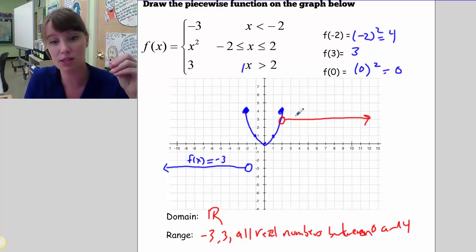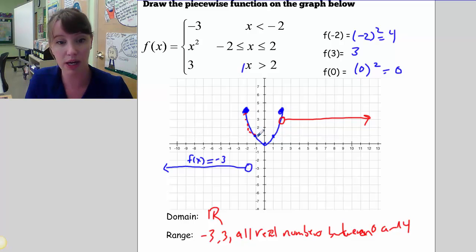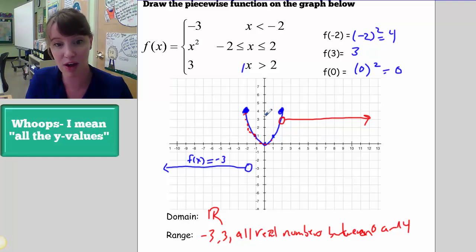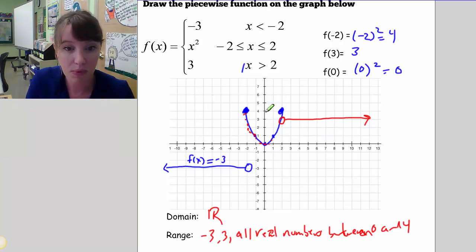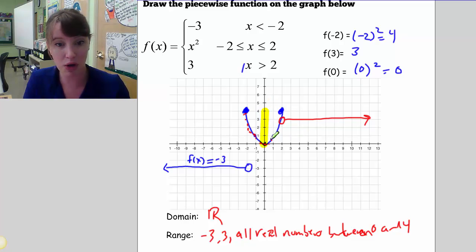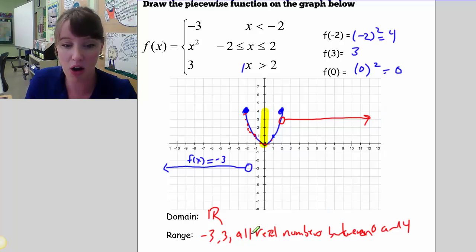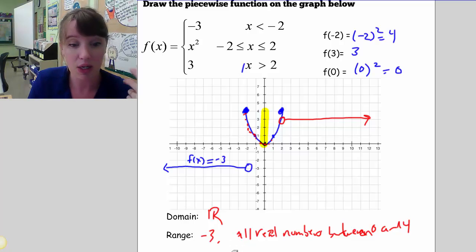Okay, so essentially it jumps down to negative 3 when x goes very negative. When x goes very positive, it goes to 3. But then it also includes all these numbers in between. Remember, it captures all the values in this range right here, of 4 to 0. So it captures all those values, and then it also captures the value of 3. So I guess all real numbers between 0 and 4 include 3, so I don't even need to include that. So it would be negative 3 and also all real numbers between 0 and 4.